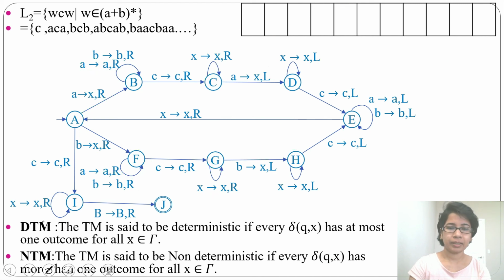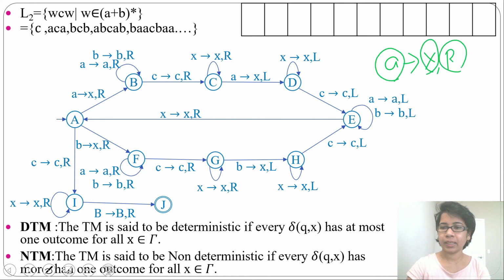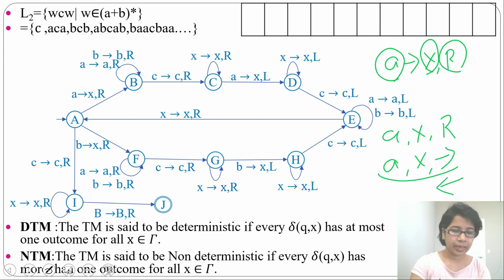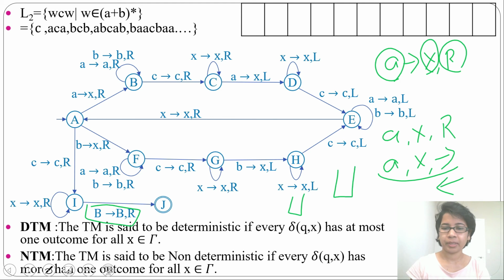In Turing machine design, I used A tends to X, move right. In some book, you will see A, comma X, comma R. Even in some book, you will see A, X and this arrow mark. This means right, or left means left arrow mark. And this blank symbol, in some book, you will see like this. In place of blank, they are written this. So these are just different representation.